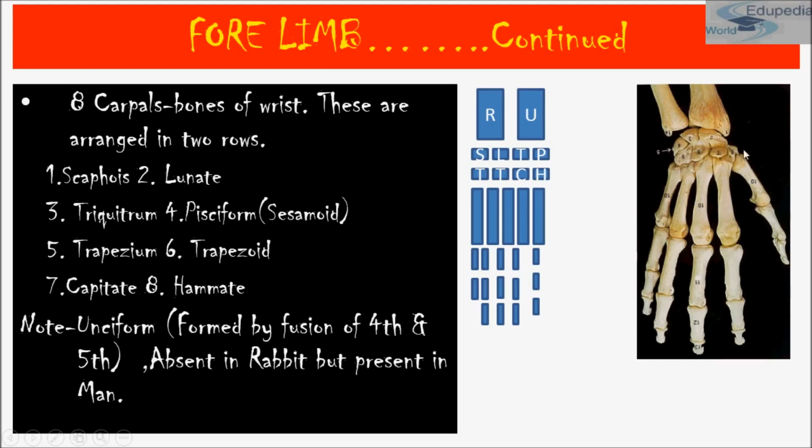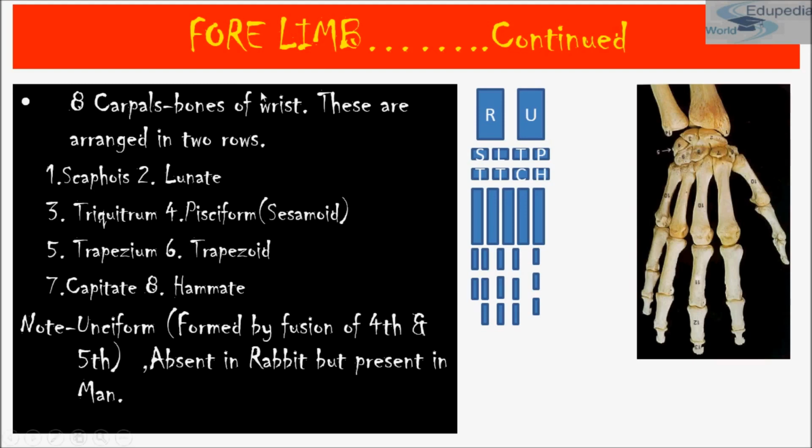These are the numbers which I have mentioned here. First is your scaphoid. This is your scaphoid. Then second is your lunate. This one is your lunate. These are the bones of the wrist. Okay, and third is your triquetrum. Fourth is your pisiform. See, this is your pisiform, and then fifth and sixth. Sixth is your trapezoid. Seventh is your capitate. Eighth is your hamate. So these are the bones of the wrist.